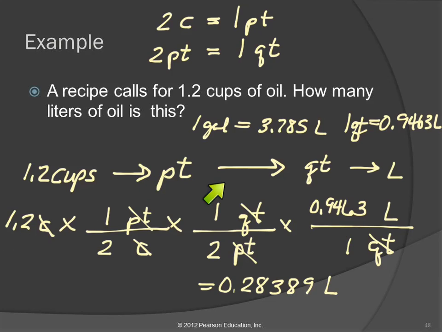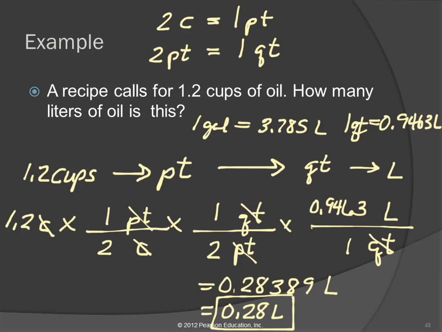So 2 is less than 4 sig figs, so we're going to have to round this off, and this is going to be 0.28 liters. And then ask yourself, does that make sense?